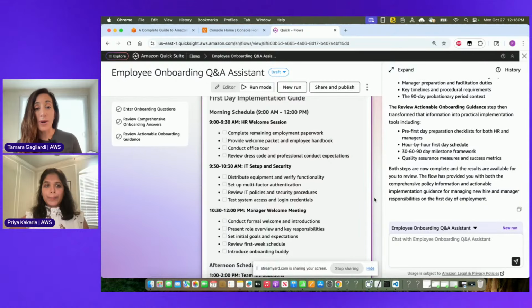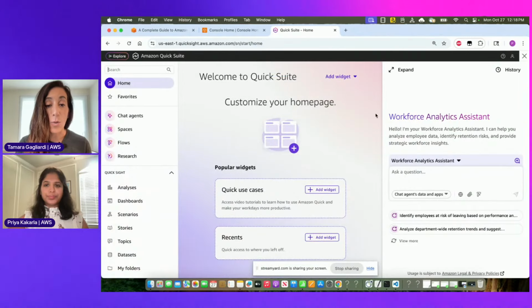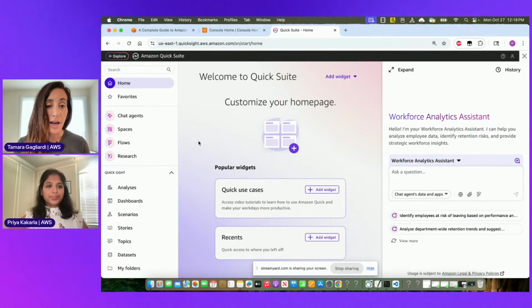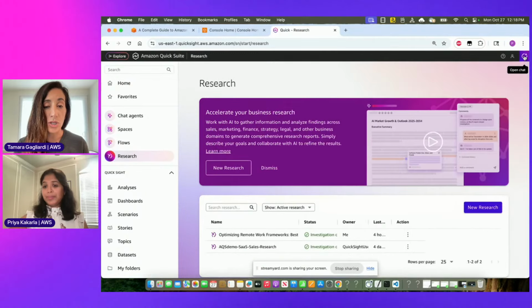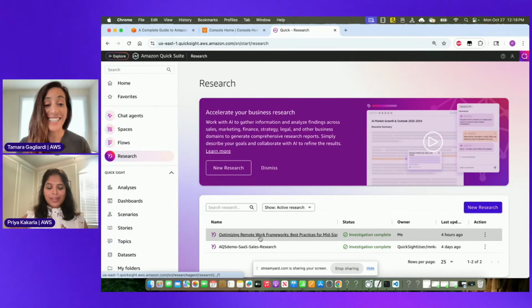If we go back to the main page or the welcome site, we covered the chat agents, spaces, and flows, and I know that you mentioned the research agent. Can you quickly comment briefly on research agents as well, right?